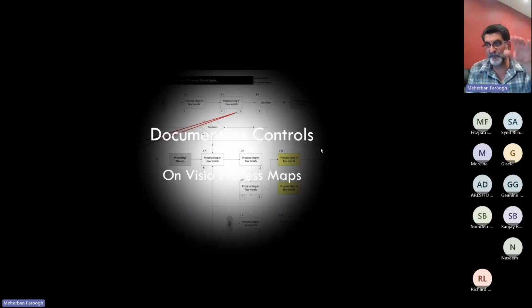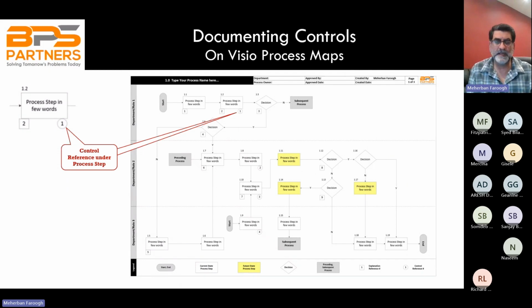So on the Visio, the first page is your process map, depending on how big the process is. On the second page are the explanations. On the third page are the controls. So I would just copy paste literally from Excel into Visio, and then whatever Visio references, I would put that in that circle under the step.